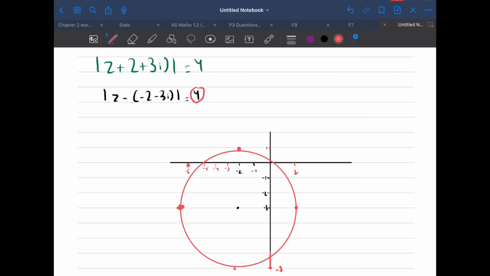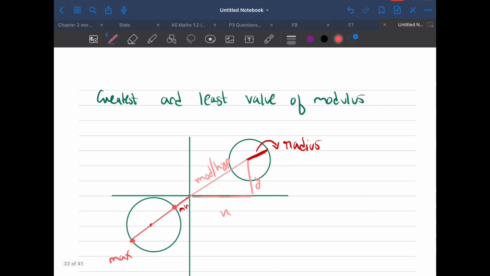Because the radius was 4. Now comes the greatest and least value of modulus. So when you have made the circle, this is your minimum modulus and up to here is your maximum modulus. How do we find the modulus? Under root a square plus b square. If I add the radius to it, will I get the maximum one? And if I subtract the radius, will I get the minimum? So the max modulus in case of a circle, I am talking only about the circle, is modulus plus radius, and the minimum modulus is modulus minus radius.